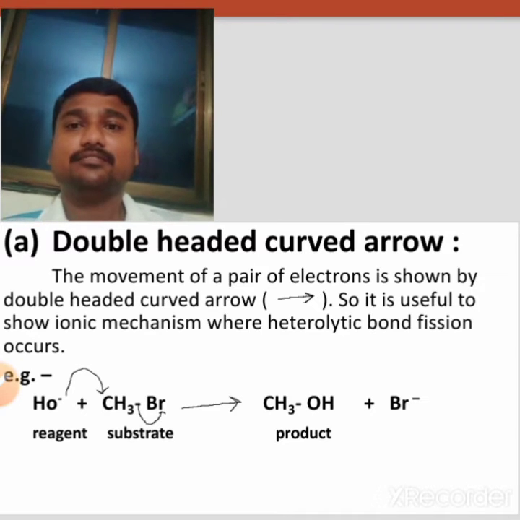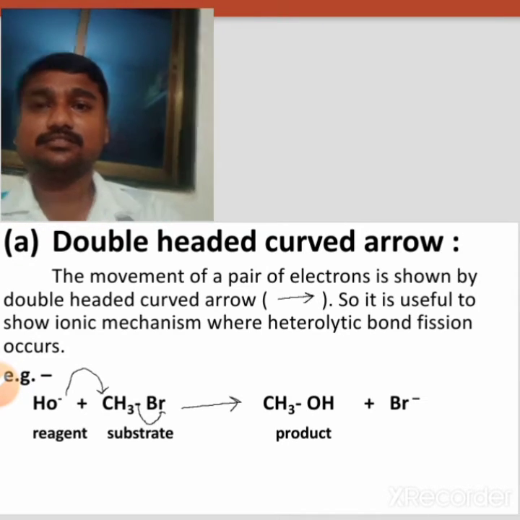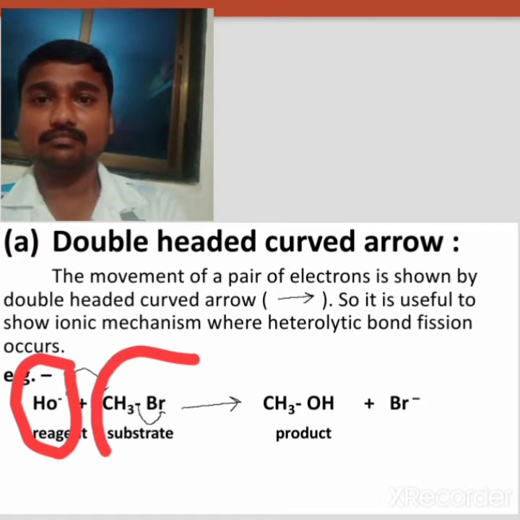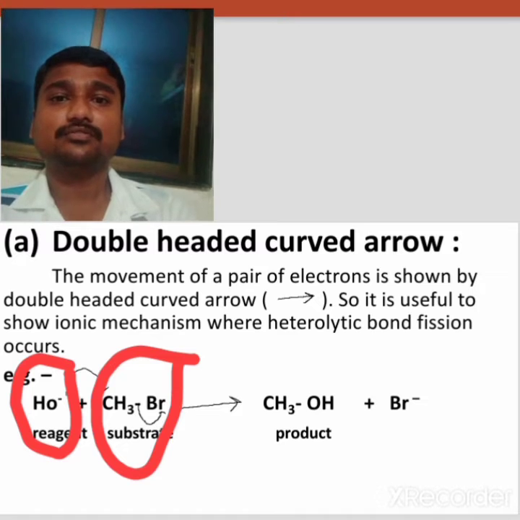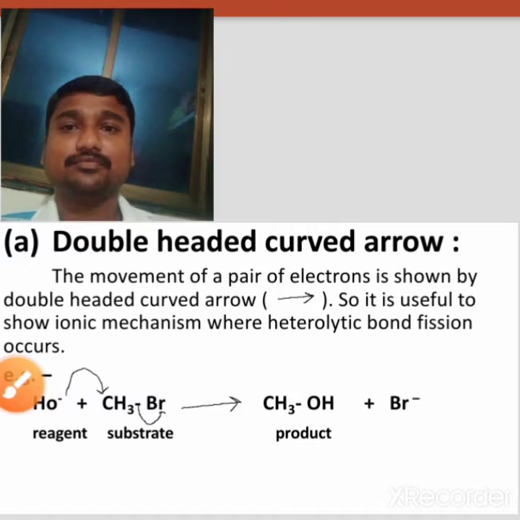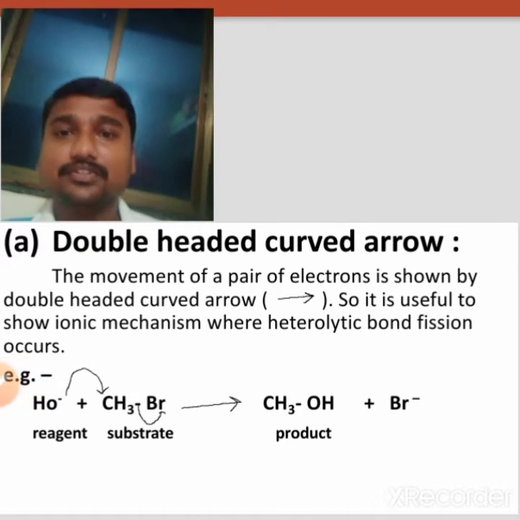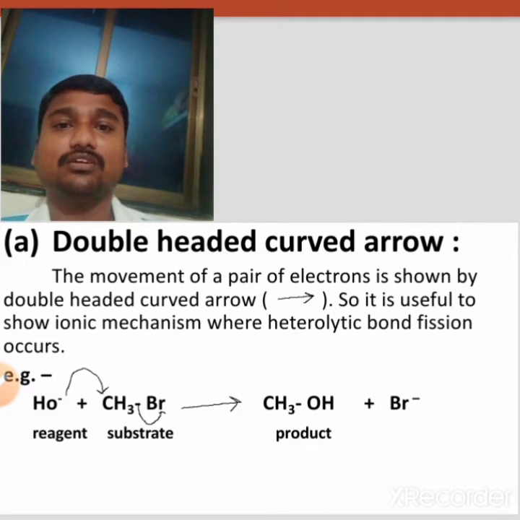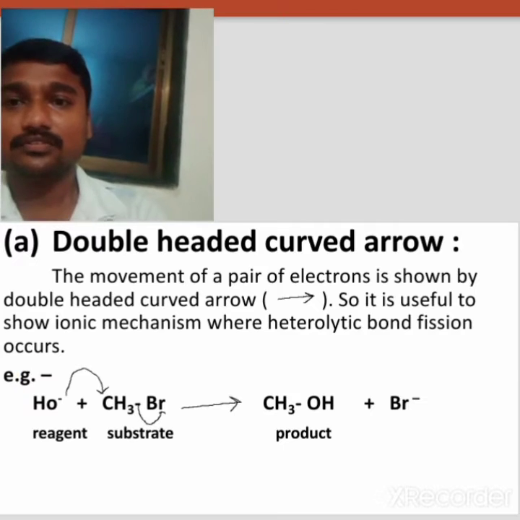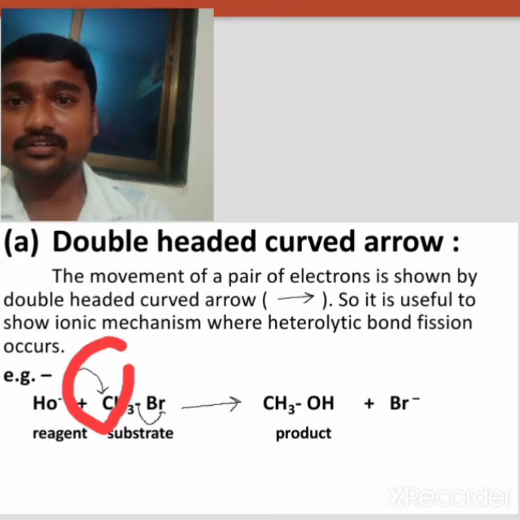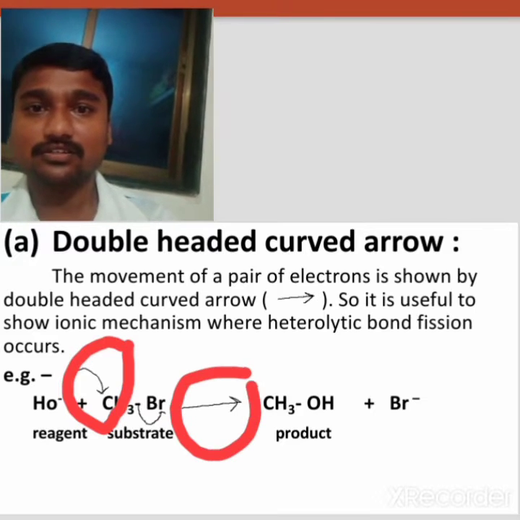For example, OH minus reacts with methyl bromide, which gives methanol plus Br minus. That is, reagent OH minus reacts with substrate methyl bromide, which gives methanol as product. It is represented by this double headed curved arrow.